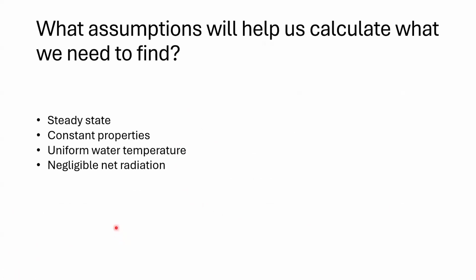So to help us solve this problem, we'll be assuming that the system has reached steady state. The wire and the surrounding fluid have constant properties. The water has a uniform temperature, and there's negligible net radiation.